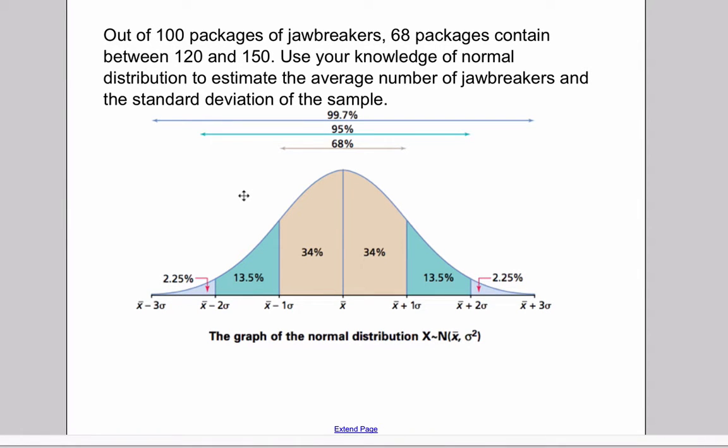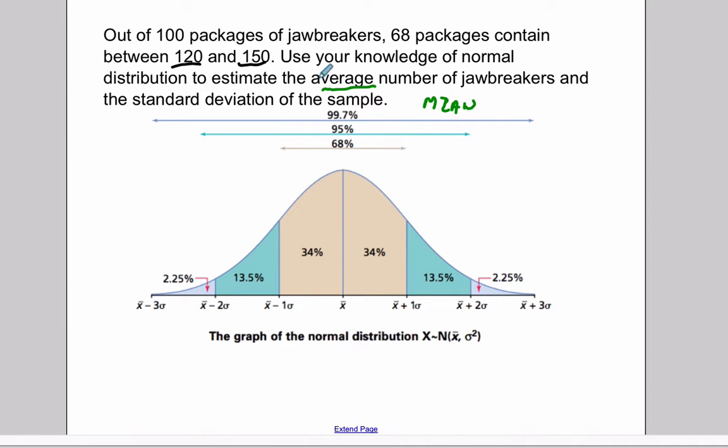So in this question, we're told that out of 100 packages of Jawbreakers, 68 of the packages contain between 120 and 150 Jawbreakers. And so the question is, we're going to use our knowledge of normal distribution to estimate the average number of Jawbreakers, so our mean, and the standard deviation of the sample.